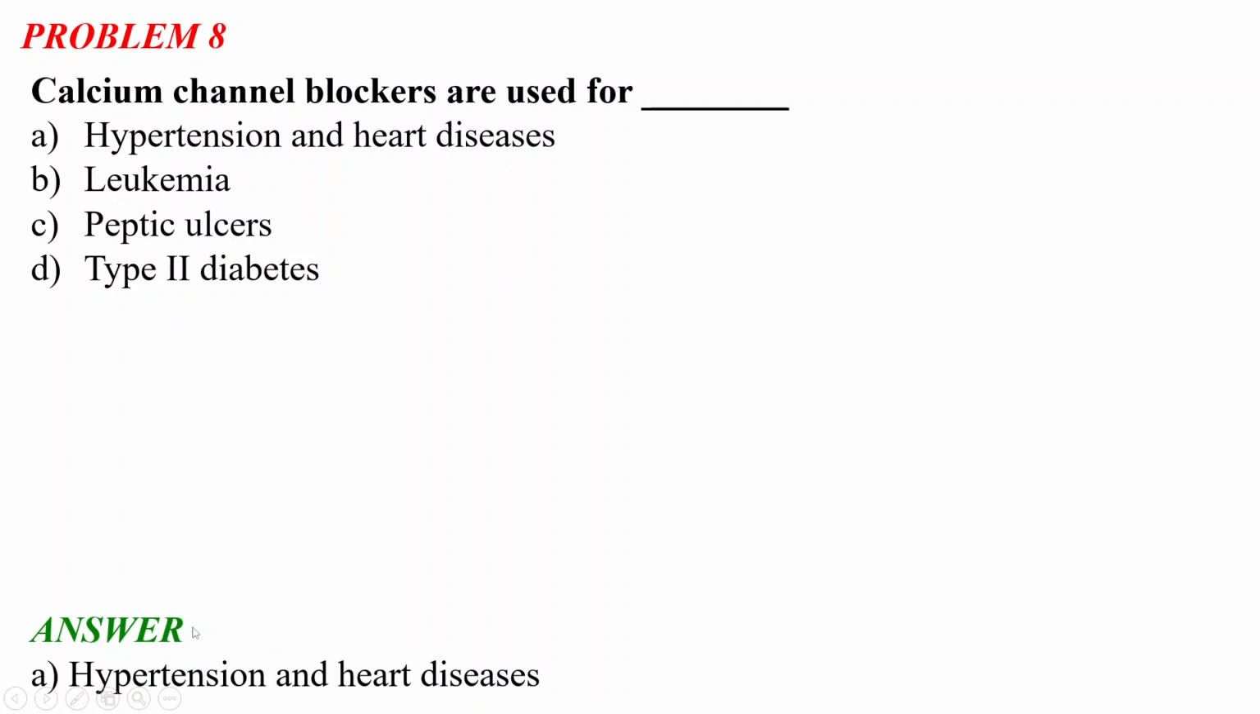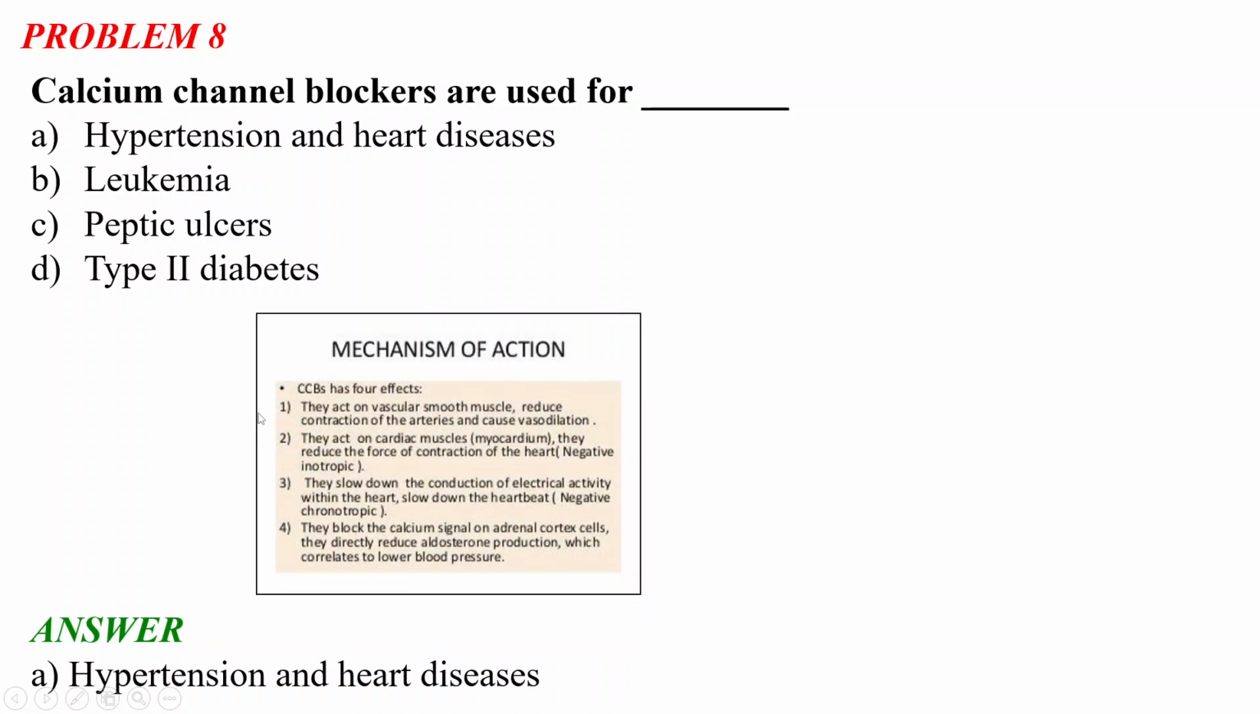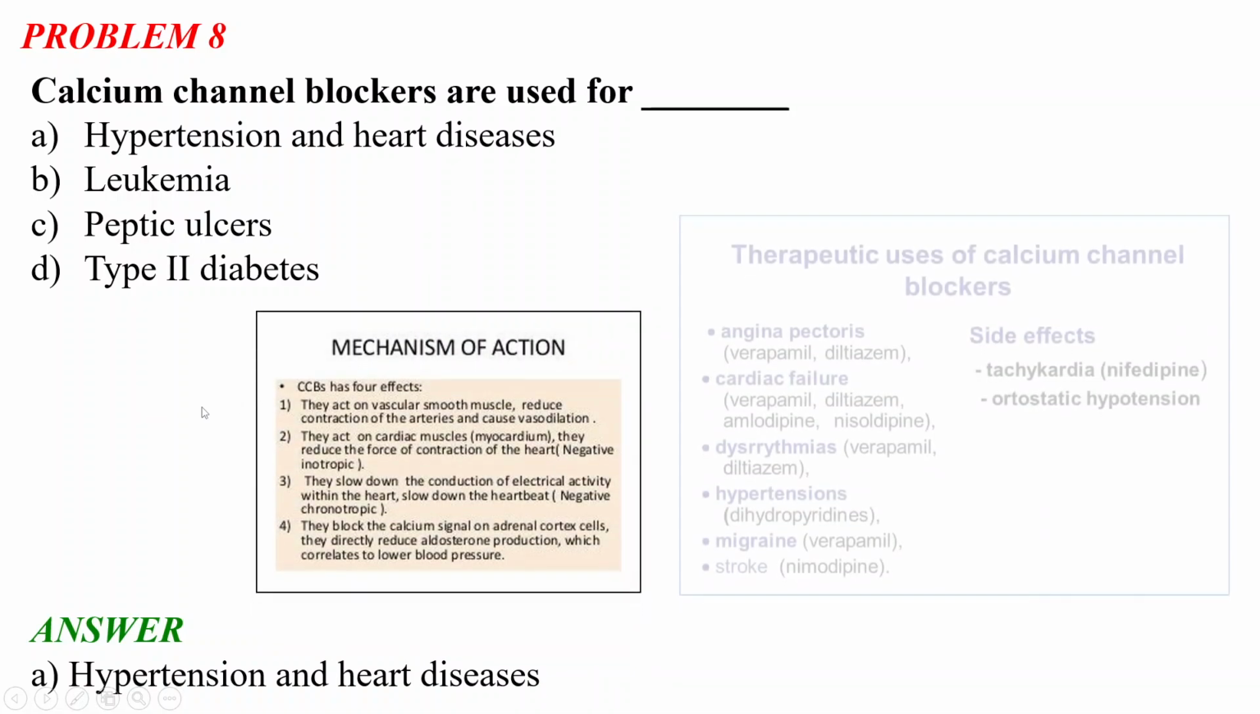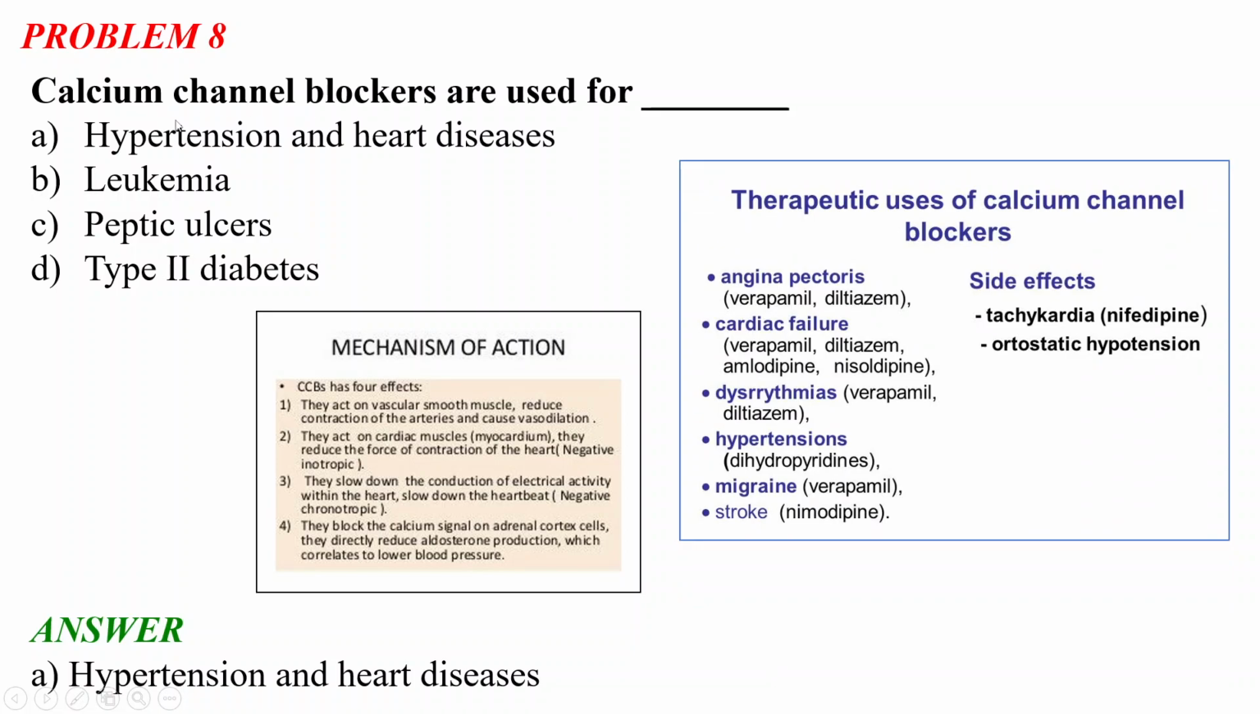The correct answer is number A, hypertension and heart diseases. Calcium channel blockers are drugs used for heart disease and hypertension. The therapeutic uses of calcium channel blockers include angina pectoris. For hypertension, the dihydropyridines are used, which are calcium channel blockers. For migraine, verapamil is used. For stroke, nimodipine is used. There are also side effects for this kind of drug.